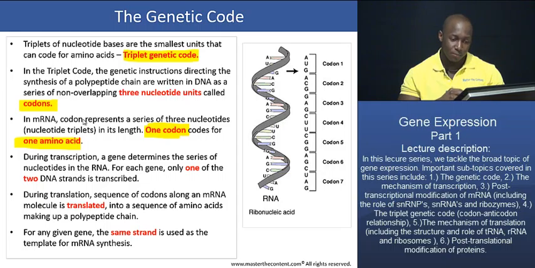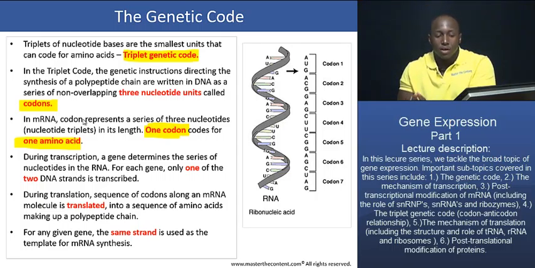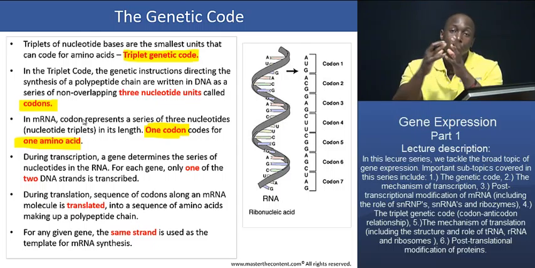Now, during the process of transcription, a gene will determine the series of nucleotides in the RNA transcript. A gene will direct the synthesis of messenger RNA. For each gene, only one of the two DNA strands is ever transcribed, and the same strand is always used as the template for the same gene. Now, during translation, which is the second part of expressing these genes, the sequence of codons on mRNA is translated into a sequence of amino acids.